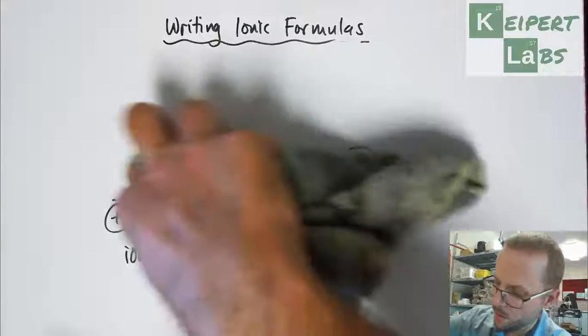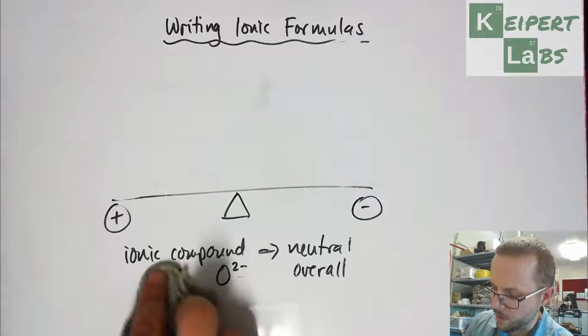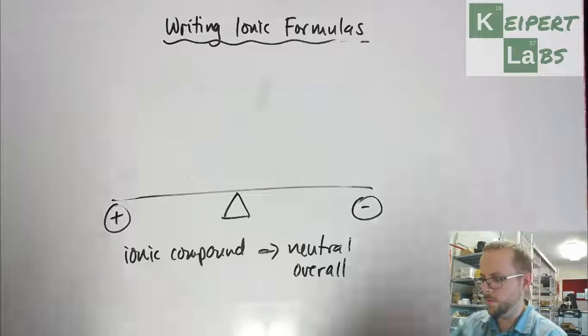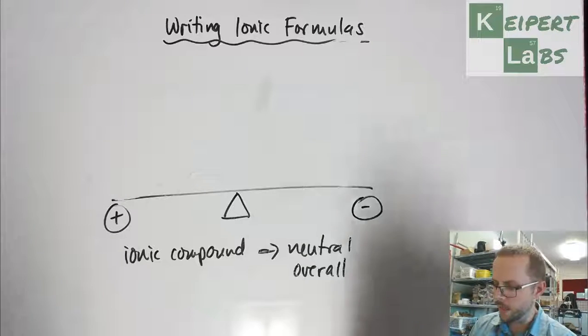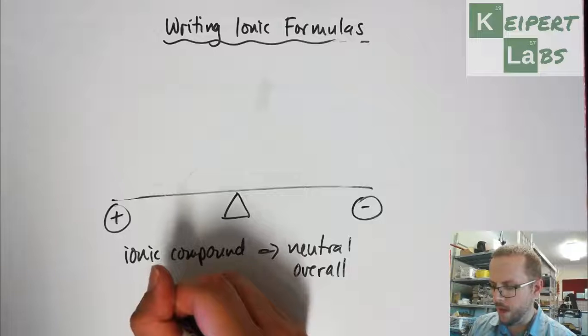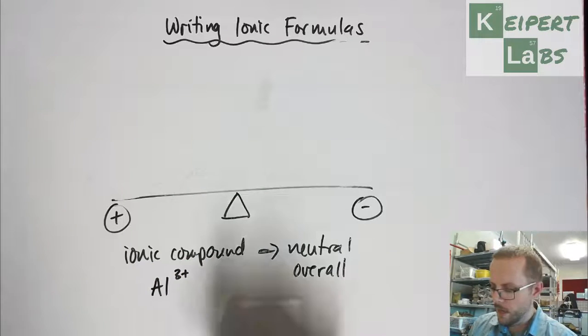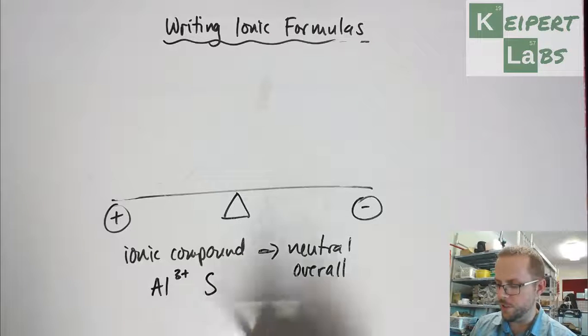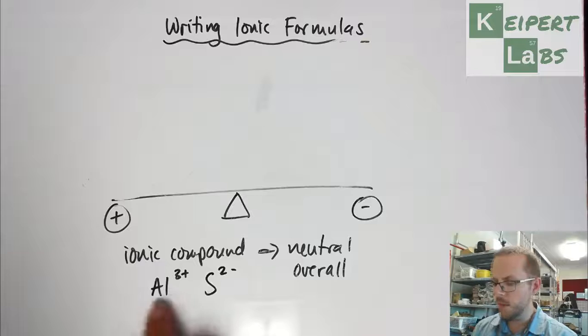Okay, so this will be our final example, but this one's going to stretch things a little bit further. Let's say I've got an aluminium 3+ ion, and I've got an ion from sulfur, which is in group 6, so it forms a 2- ion. So this is probably the most complicated one you'd encounter.